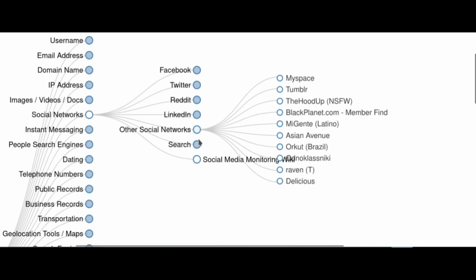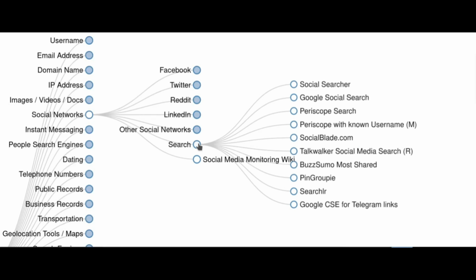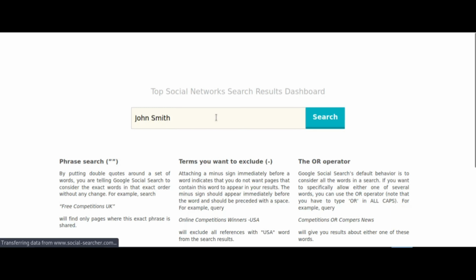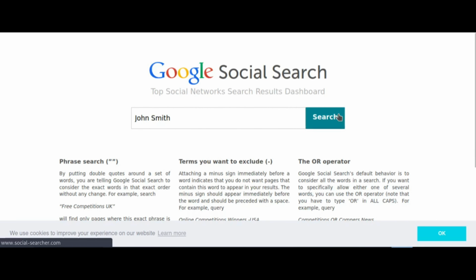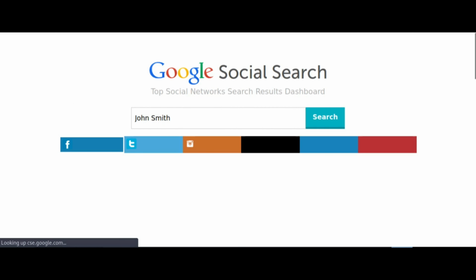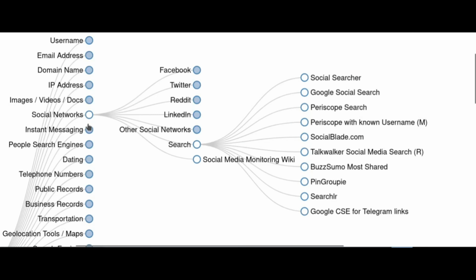The OSINT Framework website has a number of pros. It's a free resource, it's comprehensive, and it's easy to use. However, there are also a few cons to the website. The website can be a bit overwhelming at first, as there are so many tools and resources listed. Additionally, some of the tools and resources listed on the website require registration or offer more data for a fee.